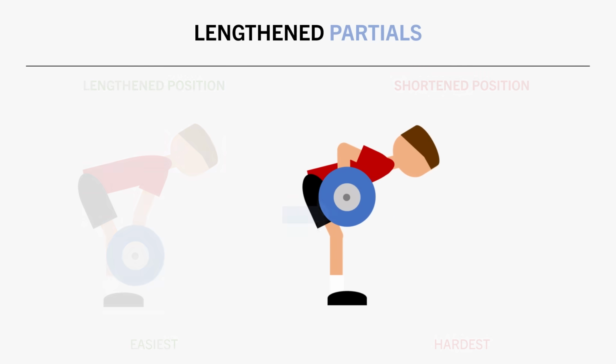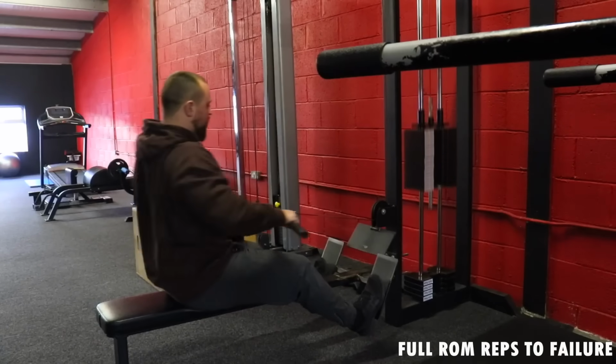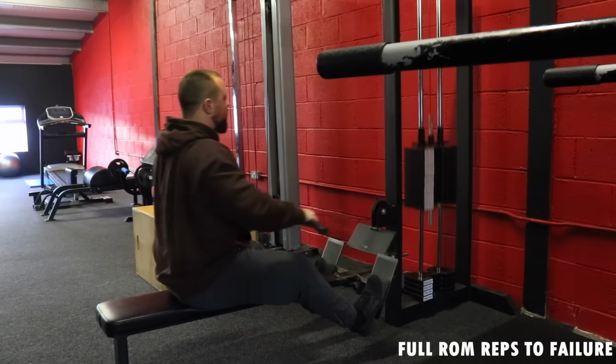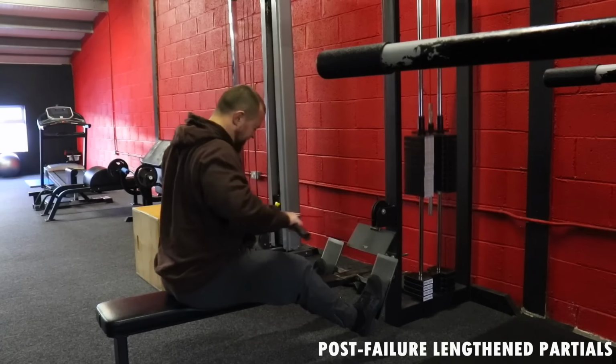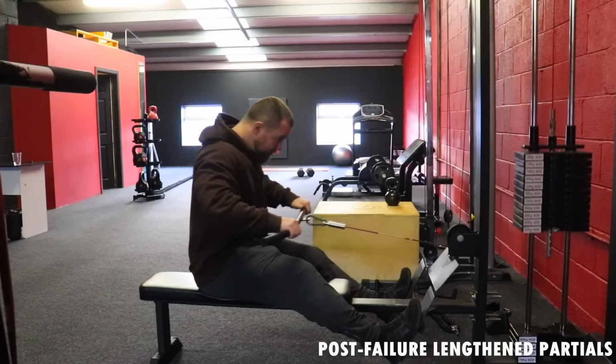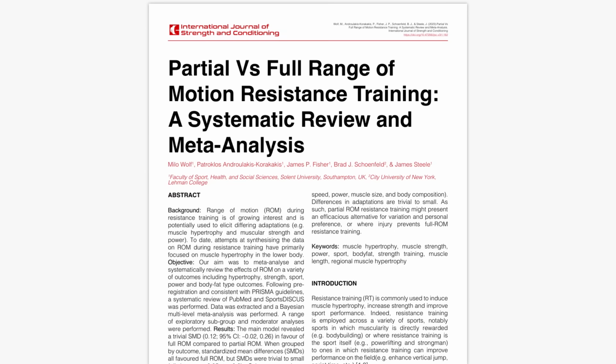What this means is that even when training to failure during many back exercises, we are usually able to perform more reps with a partial range of motion. For example, once we reach failure during a set of rows with all reps touching our body, we can likely perform a few extra partial reps by performing only 3/4 of the range of motion. And lengthened partials seem to be just as, if not more effective for muscle growth compared with full range of motion reps. This was established in this meta-analysis, which compared the effects of full versus partial range of motion resistance training on muscle growth.